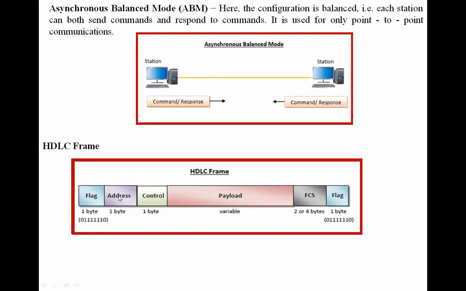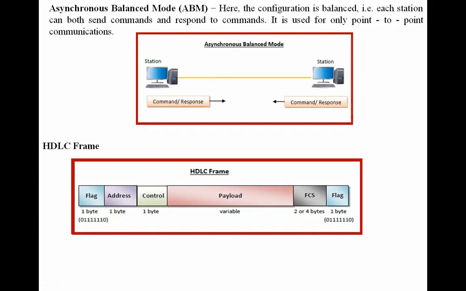Address. Flag is nothing but what is present at the start and end of every frame, which is going to give the alert to the next bits, the next blocks. I am sending the particular byte, so be ready to receive those particular bytes. The address consists of source and destination address, of 1 byte.